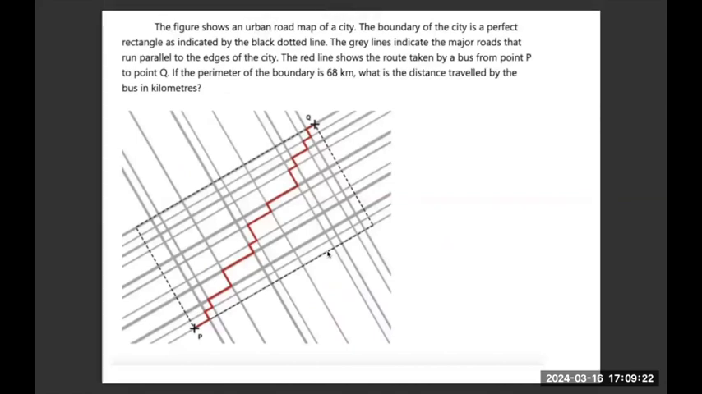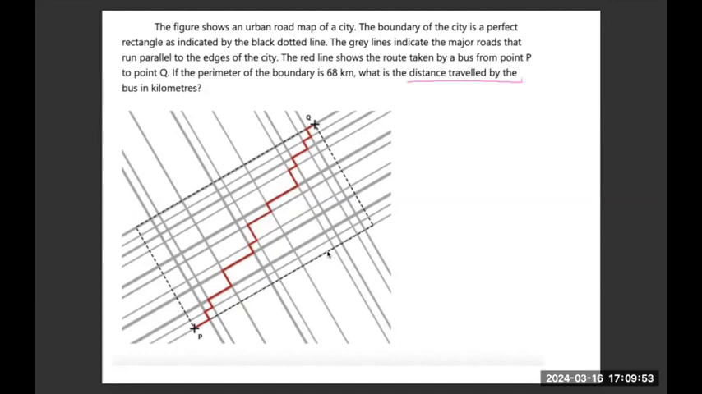Here, you're shown the urban road map of a city. The boundary of the city is a perfect rectangle. The black dotted line that you can see here is a perfect rectangle. The gray lines indicate the major roads running parallel to the edges of the city. The red line shows the route taken by a bus from point P to point Q. If the perimeter of the boundary is 68 kilometers, what is the distance traveled by the bus in kilometers?